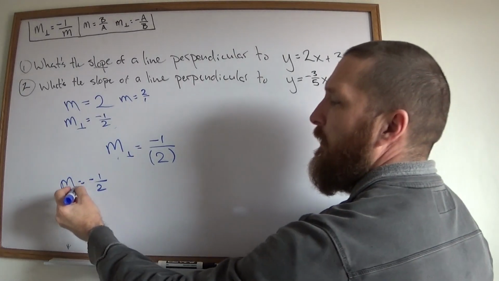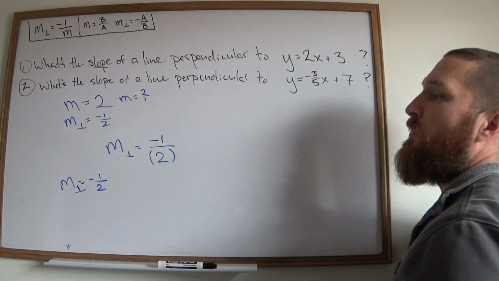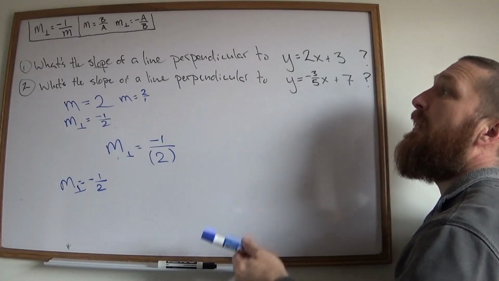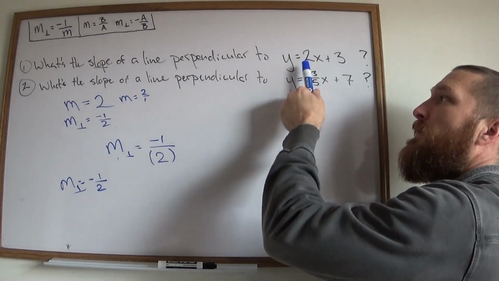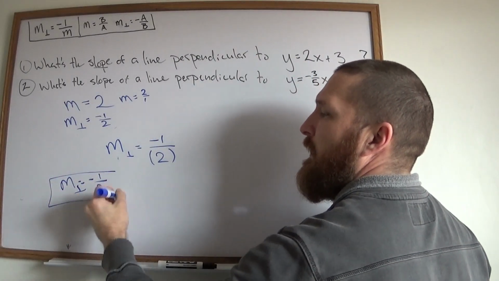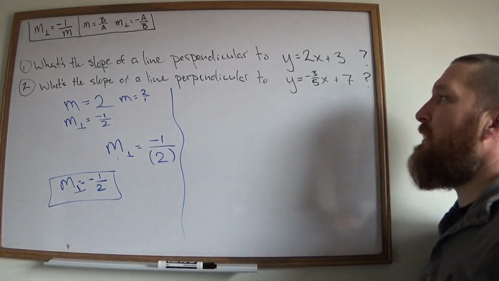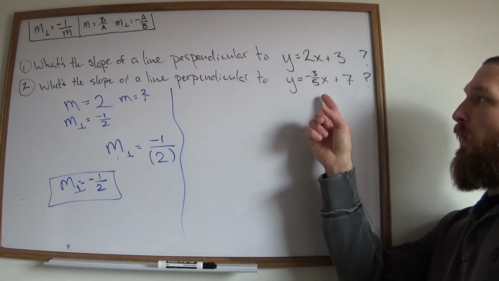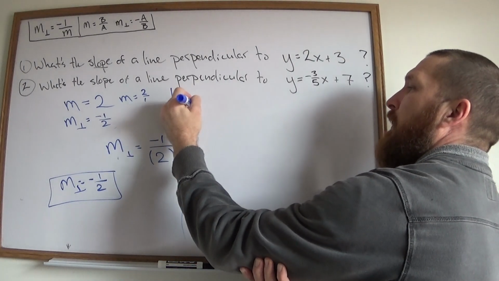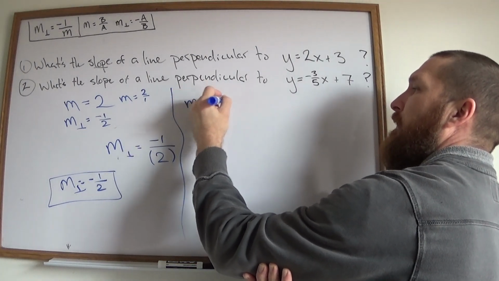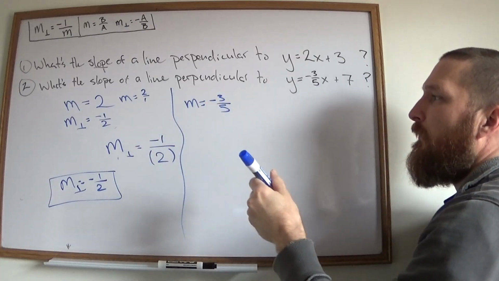So the slope of a line perpendicular to this one must be -1/2. And we could do the other one exactly the same way here. Our given slope, the slope of the line that we're given, is m equals -3/5.